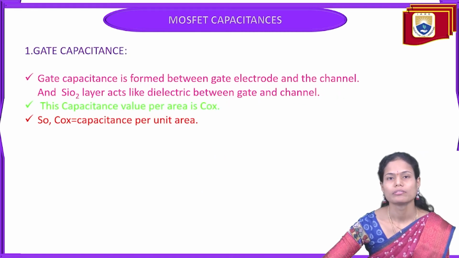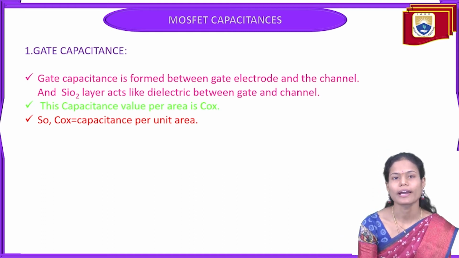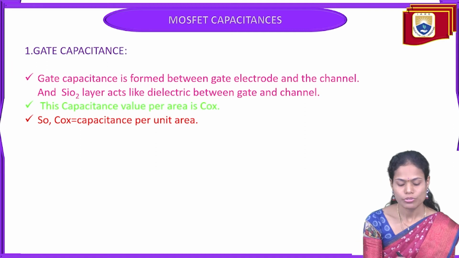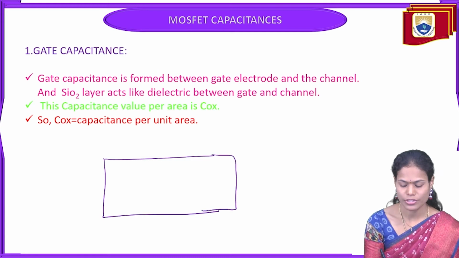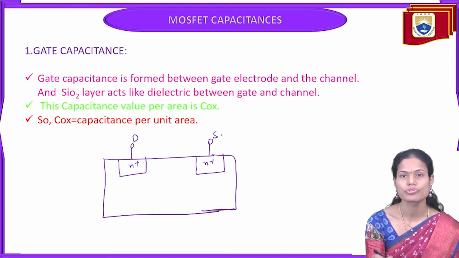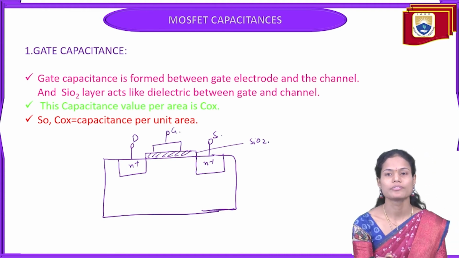Now we'll discuss the gate capacitance which exists in the MOSFET circuit. The gate capacitance is formed between the gate electrode and the channel. In that case, the silicon dioxide layer present between the gate and channel acts like a dielectric between them. I'm considering the MOSFET circuit to understand this gate capacitance, with the drain as well as source terminals, and upon this we have the silicon dioxide layer, and upon this the gate terminal G here.